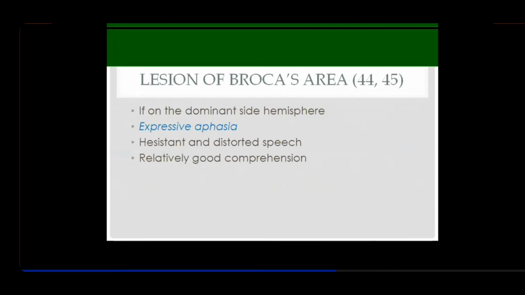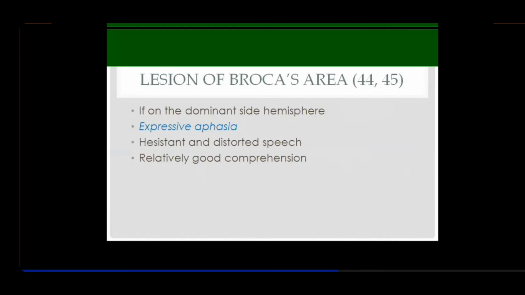Now, if there's a lesion on the left hemisphere, near the superior temporal gyrus, on the inferior frontal gyrus, where it's located, what will happen is, if it's on the dominant side, that is the left side, this person will have inability to express what he wants to say, right? That is called expressive aphasia, right?